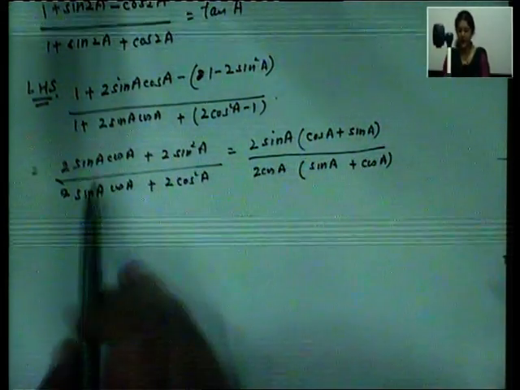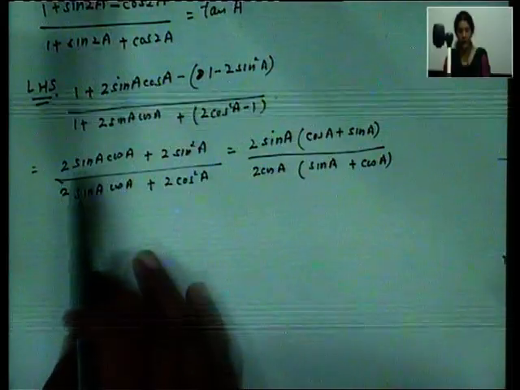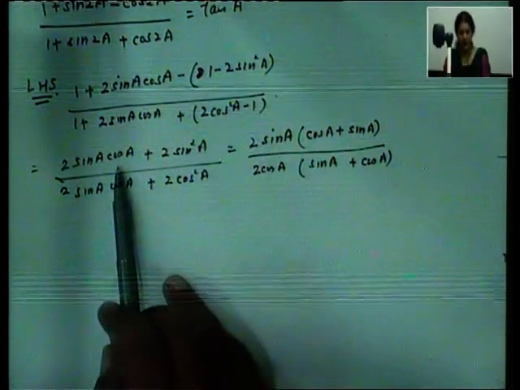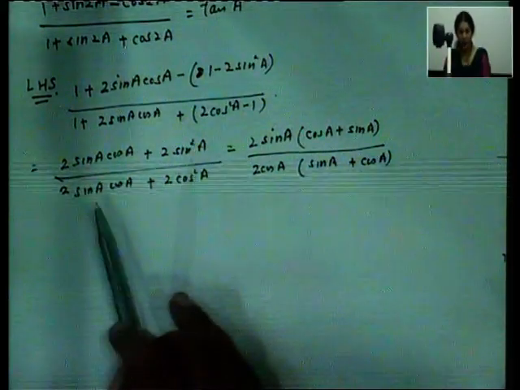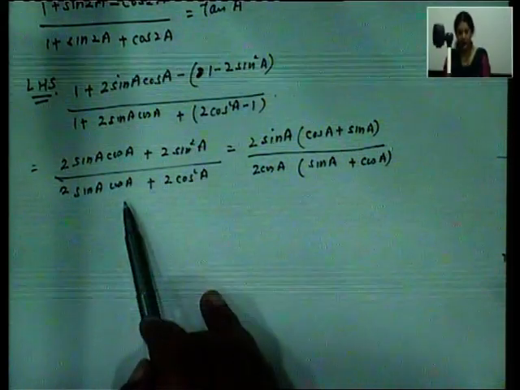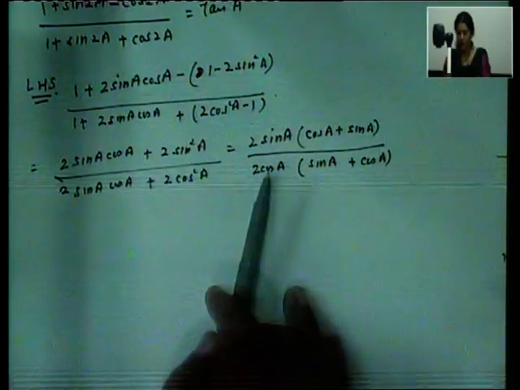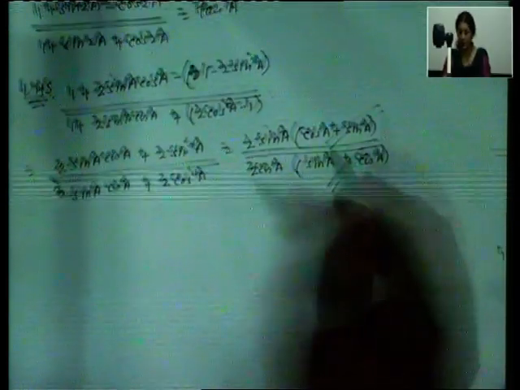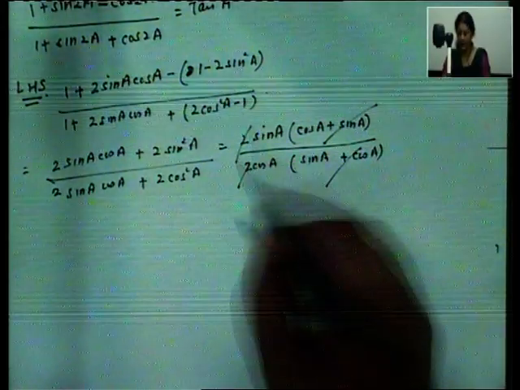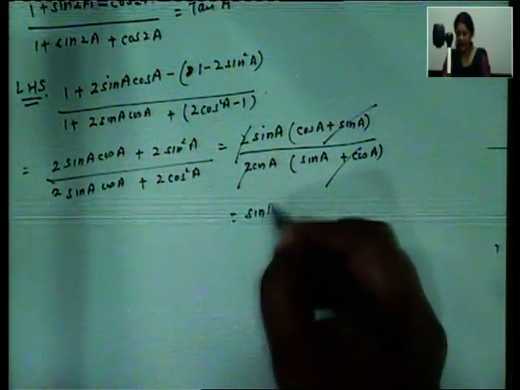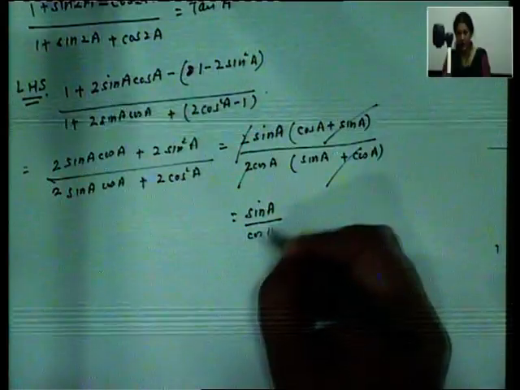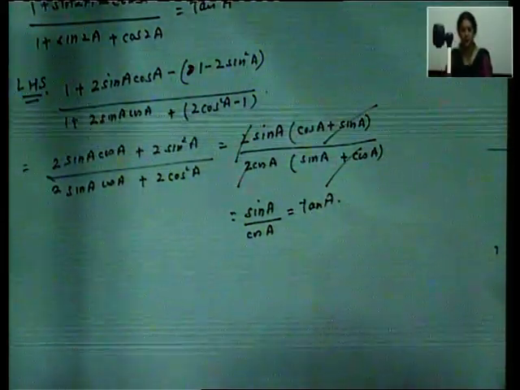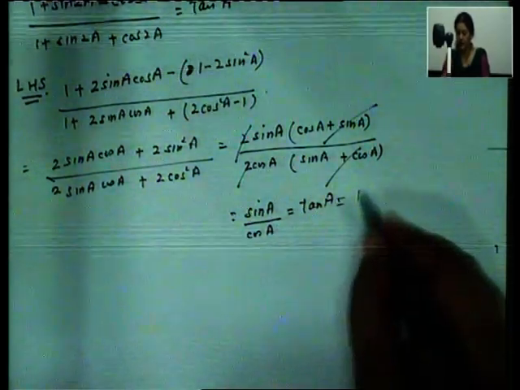I take this 2 sin a common from the numerator. It becomes 2 sin a into (cos a plus sin a). In the denominator 2 cos a is common, so 2 cos a into (sin a plus cos a). So this gets cancelled with this, 2 gets cancelled with 2. So what is left? Sin a upon cos a, which is equal to tan a, which is equal to the right hand side.